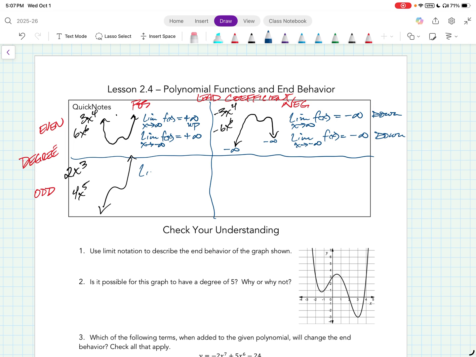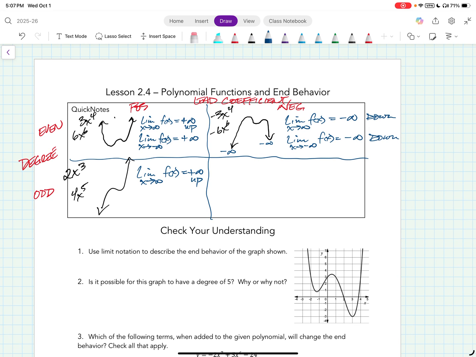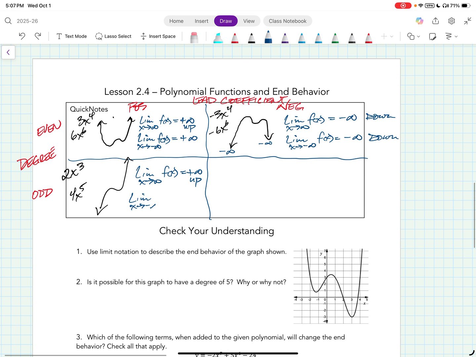The limit to the right, as x approaches positive infinity of the function, has to be positive infinity because the function goes up to the right. And going to the left changes. So the limit as x approaches negative infinity of the function is equal to negative infinity because it goes down. So down left, and up right.